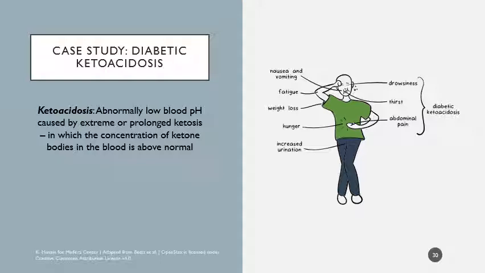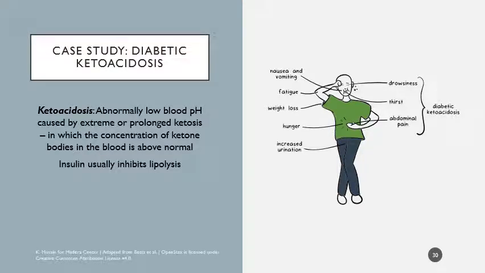So what's happening here is when you have too much ketosis, you have a lot of accumulation of ketone bodies, and that causes a very low blood pH. Remember, there's this relationship with ketone bodies and carbon dioxide, and when you have too many ketone bodies, you have a very decreased blood pH, which is a problem.